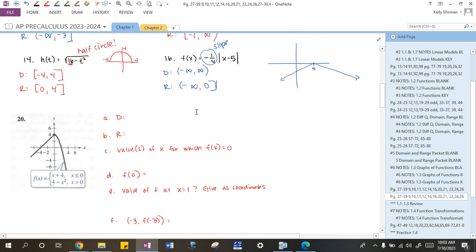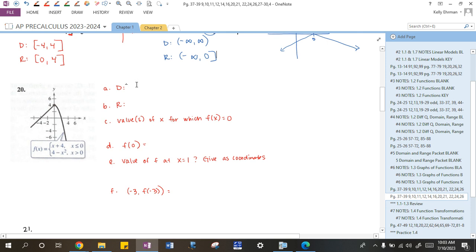All right, for 20, we've got all these parts on 20. I tried to write out what they were so I don't have to flip back and forth. So we're given this piecewise graph. It's linear on the left of 0, and it's a quadratic that opens down on the right. So what's the domain? Again, this graph is understood to have arrows. So this graph goes from negative infinity to infinity. There are no gaps or jumps or holes here. So all real numbers.